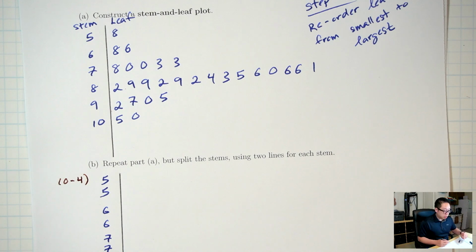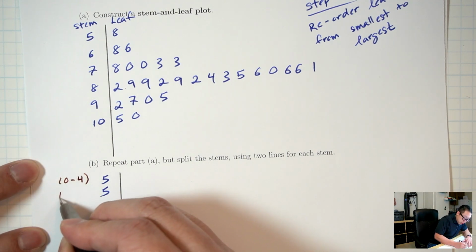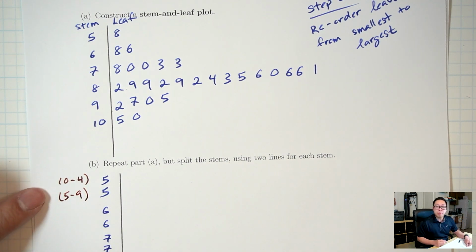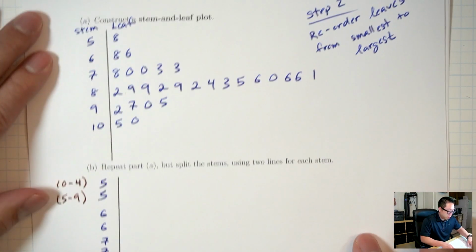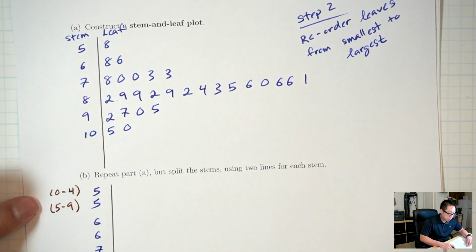And then leaves that are 5, 6, 7, 8, or 9, so 5 through 9, are going to go with the second 5. And then the same for the rest. Okay, so the first one's 8. 8 is going to go with the second 5.